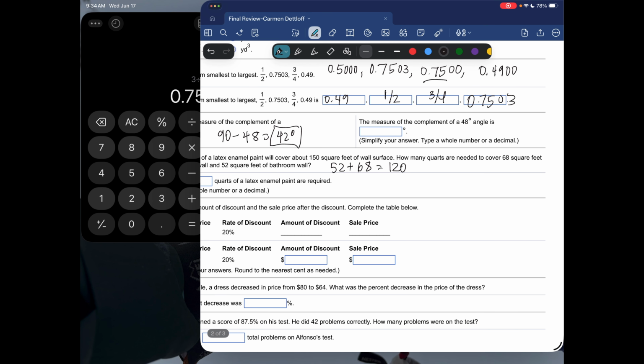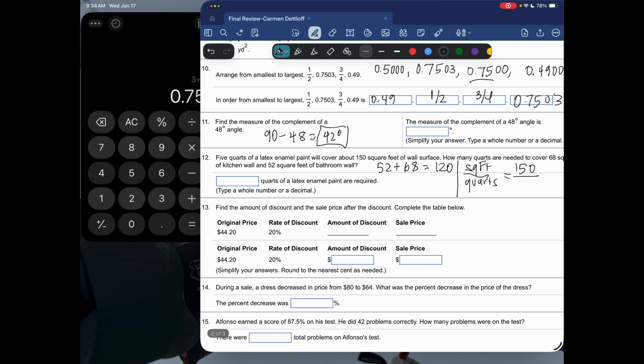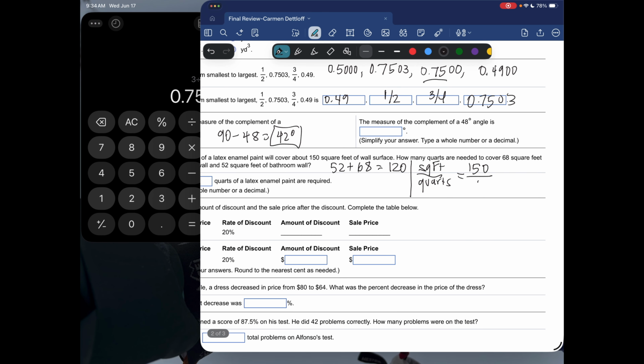Okay, so this is a ratio and proportion problem. I'm going to set it up and say square feet to quarts. Using the units, numerator to denominator, is going to make this a lot easier. So I know that my first one, I had 150 square feet, and it said it took 5 quarts. So it's over 5, and I am trying to figure out how much I need for 120, and then how many quarts. It says this right here, how many quarts. That's what I'm solving for, x.